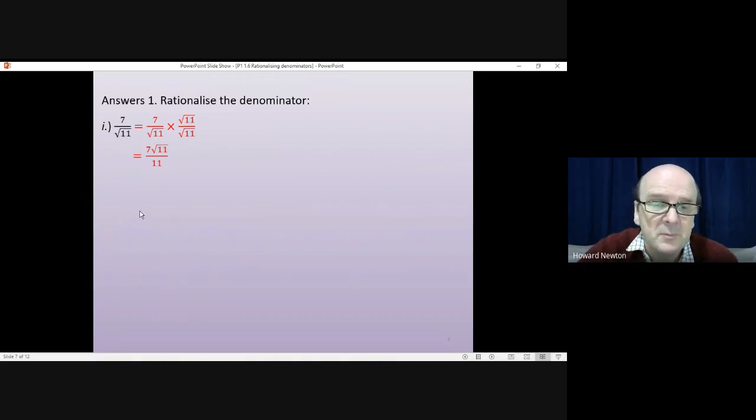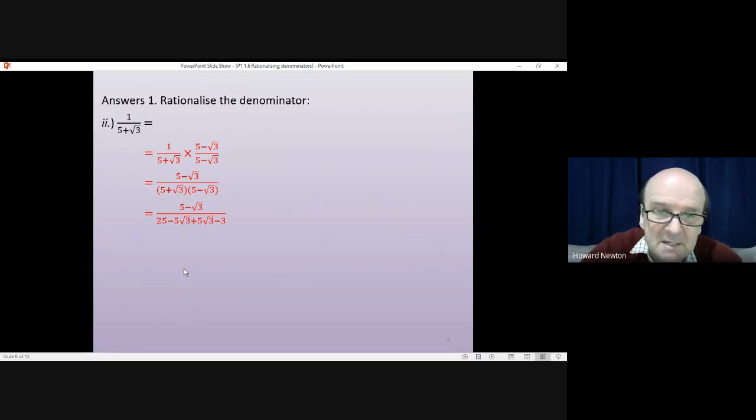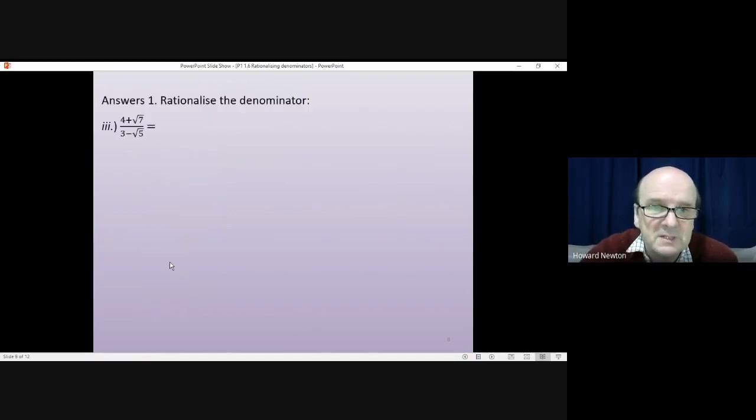We've rationalized the denominator. Second question, 1 over 5 plus root 3. To rationalize the denominator, we multiply the top and the bottom by the same thing, but with a minus instead of a plus. 5 minus root 3 over 5 minus root 3. On the top, that gives us that. We'll have those two brackets multiplied together. Multiplying out the brackets on the bottom, we get 1 minus, 1 plus. They'll cancel each other out. 25 take away the 3 gives us 22. So 5 minus root 3 over 22.